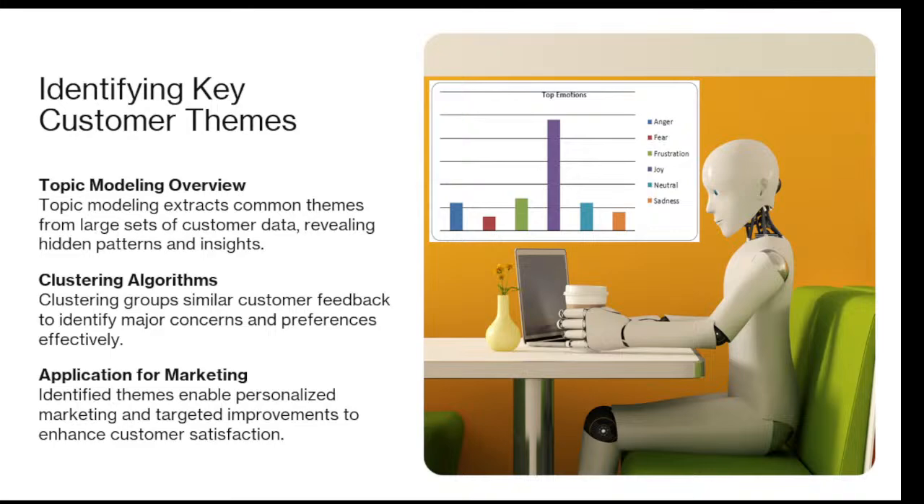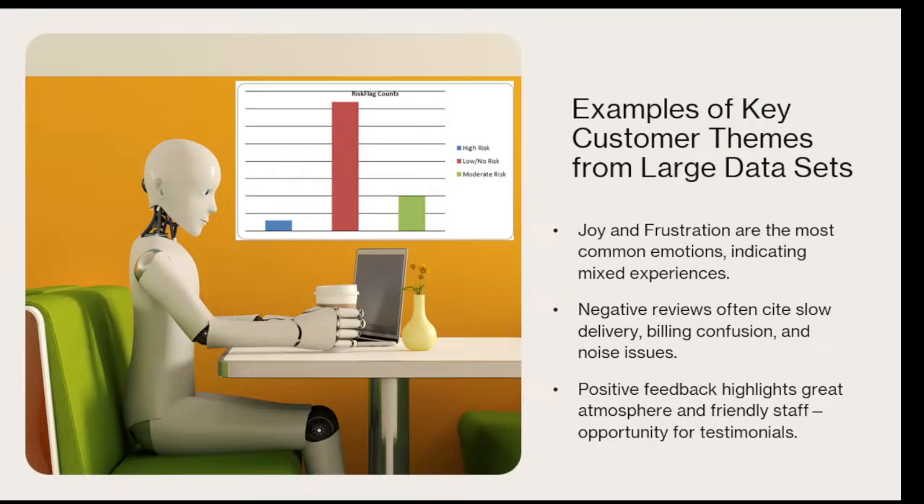You can cluster things like different customer feedbacks, major concerns, preferences, using different groupings to come up with a theme that says, you know what, maybe we need to change our marketing plan because this demographic isn't interested anymore. And again, application for marketing: identifying themes, enabling personalized marketing and targeting improvements to enhance customer satisfaction. Positive feedback highlights great atmosphere, friendly staff, opportunities for testimonials. That's data that was aggregated out of a data set that I pulled off Google reviews.